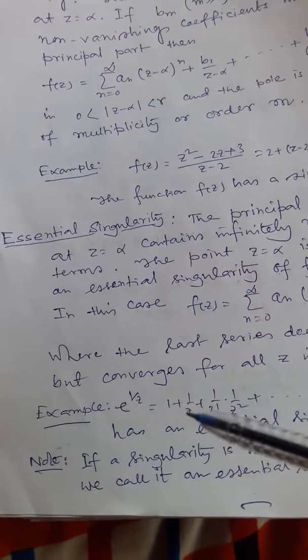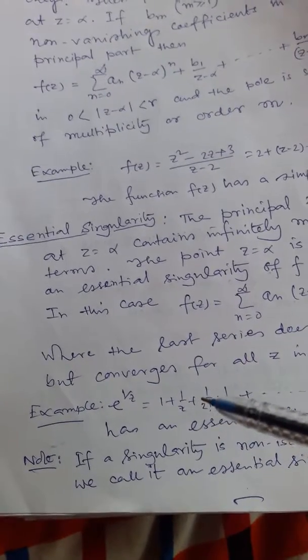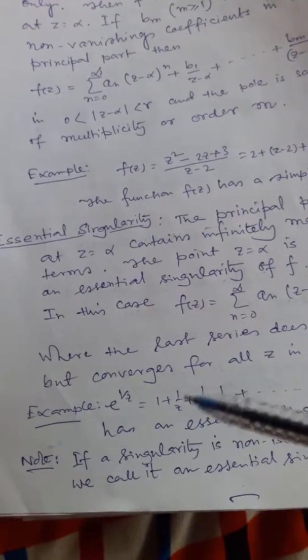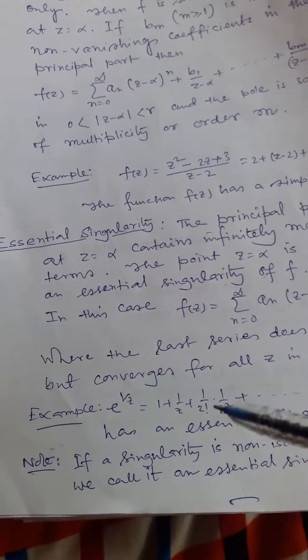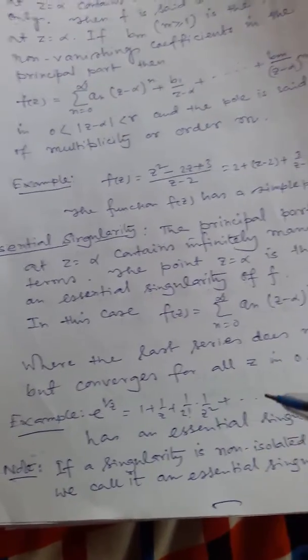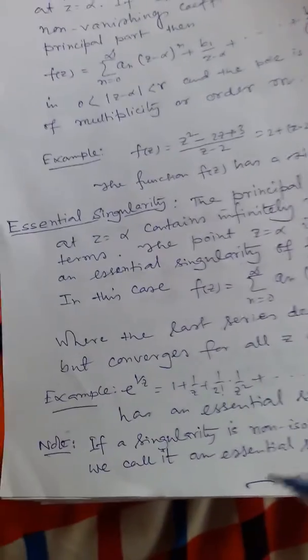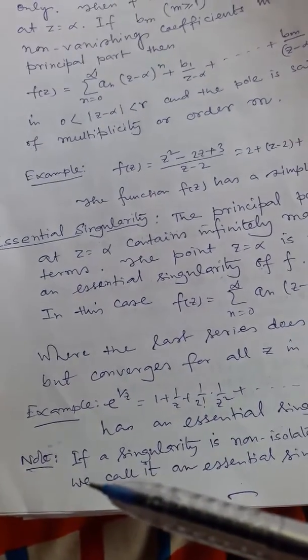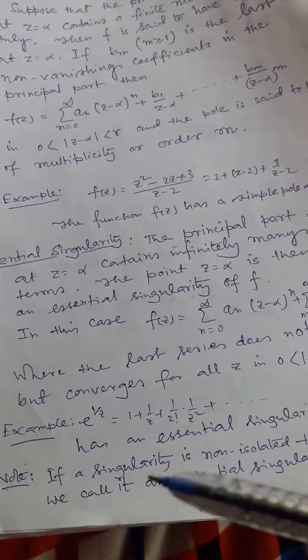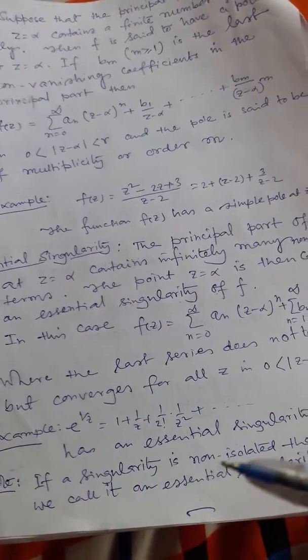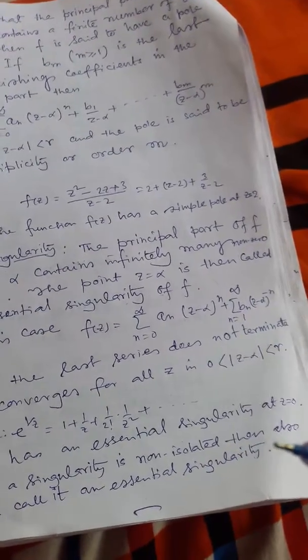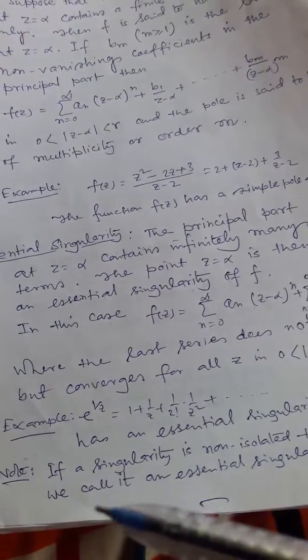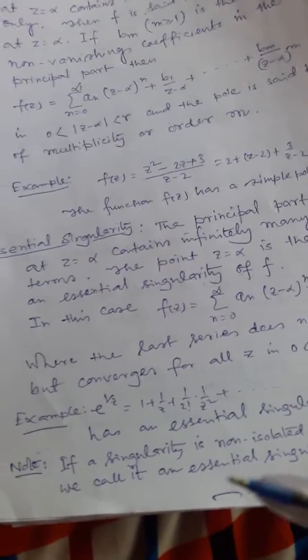Example: e to the power 1 by z equals 1 plus 1 by z plus 1 by factorial 2 times 1 by z squared plus dot dot dot has an essential singularity at z equal to 0. Note: if a singularity is non-isolated, then also we call it an essential singularity.